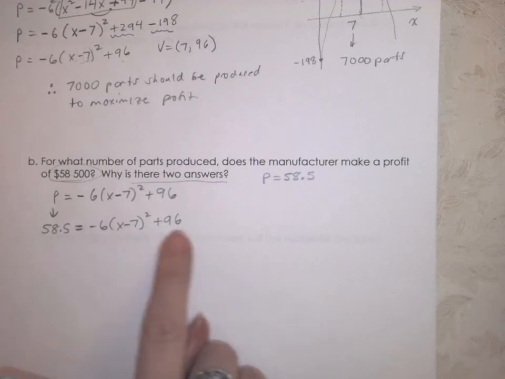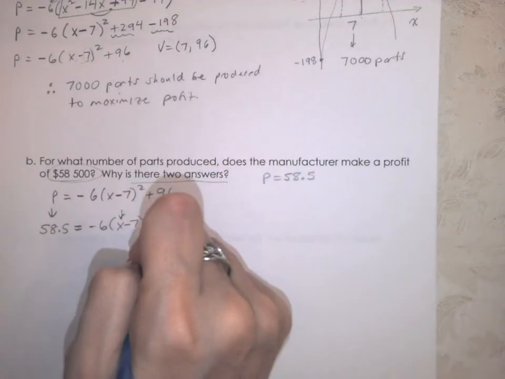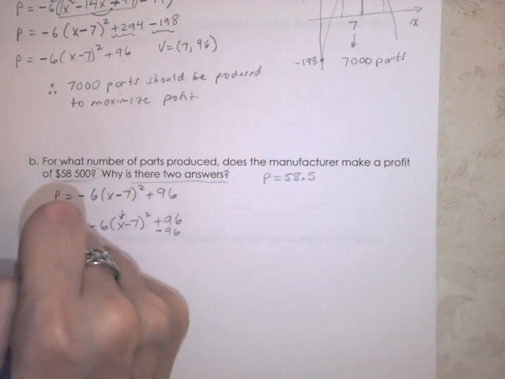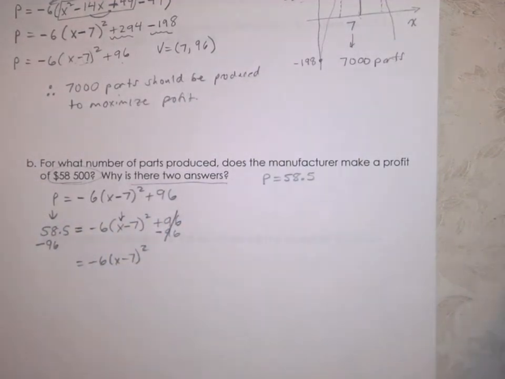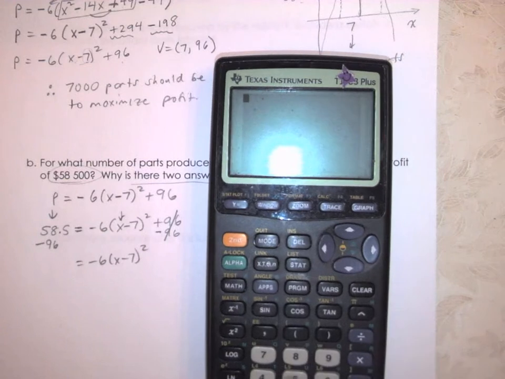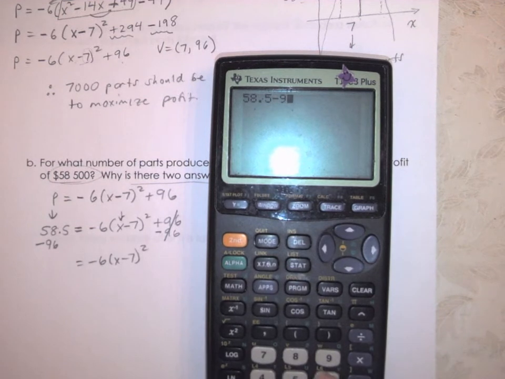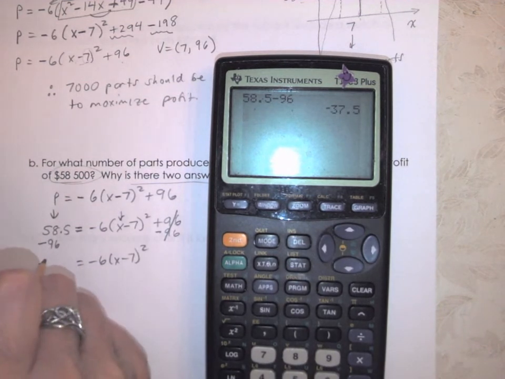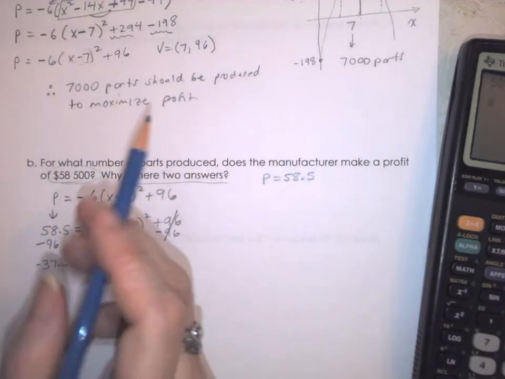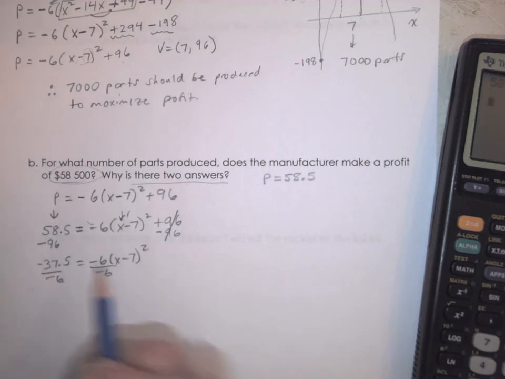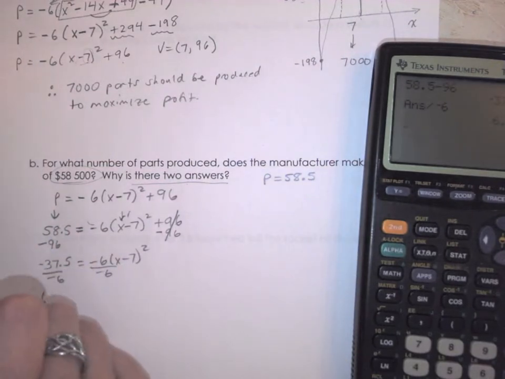Okay, so now we've got a number everywhere but here, so we can use reverse BEDMAS to slowly get this X by itself. So we're going to subtract 96 on both sides. So we're going to do 58.5 minus 96, negative 37.5. And then divide both sides by negative 6, which gives us 6.25 again.